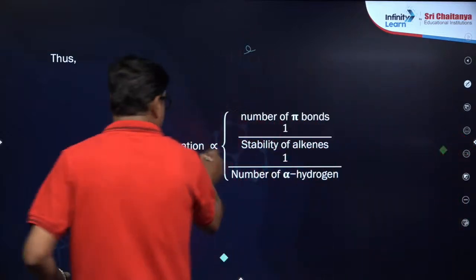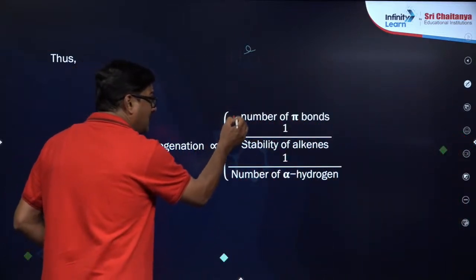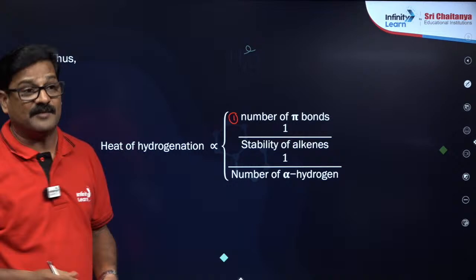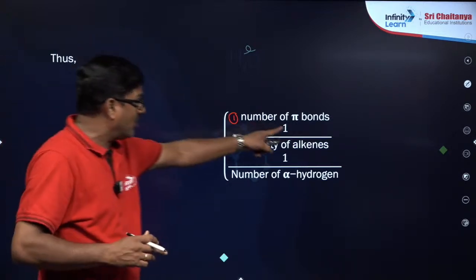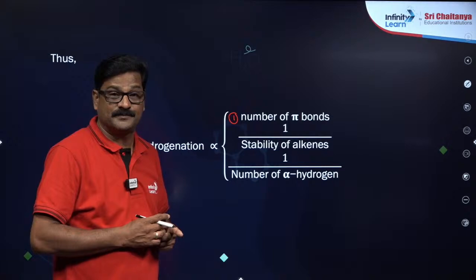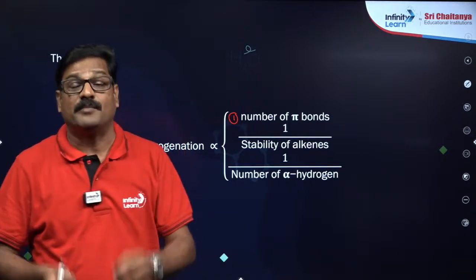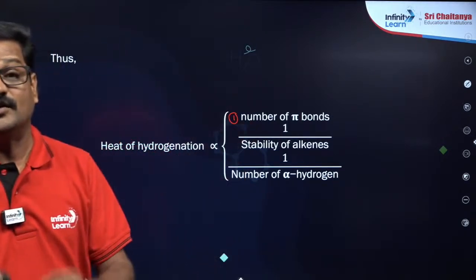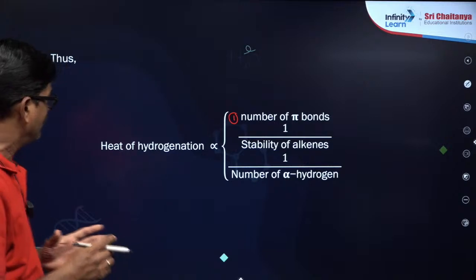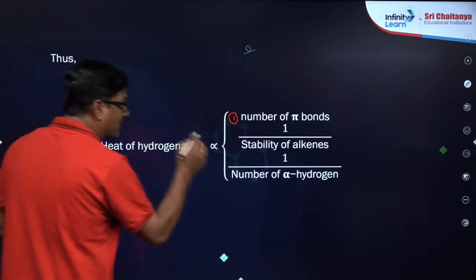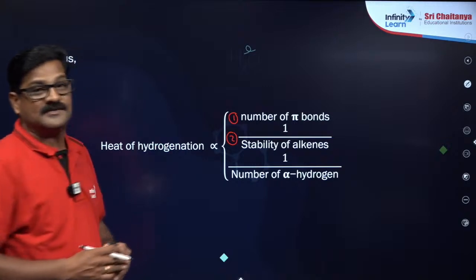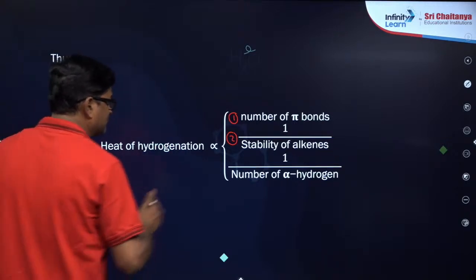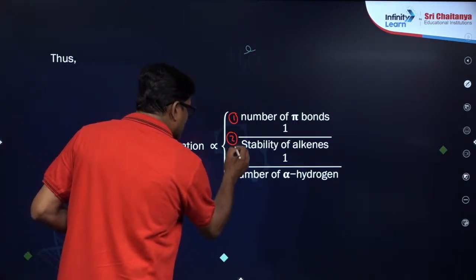Heat of hydrogenation निकालने के लिए पहले ये point consider करना पड़ता है बेटा. First, number of double bonds or number of pi bonds. जिस compound में pi bonds ज़्यादा है उसका heat of hydrogenation ज़्यादा होगा. If number of pi bonds are same, you have to consider the second point and third point. Second point and third point are same.